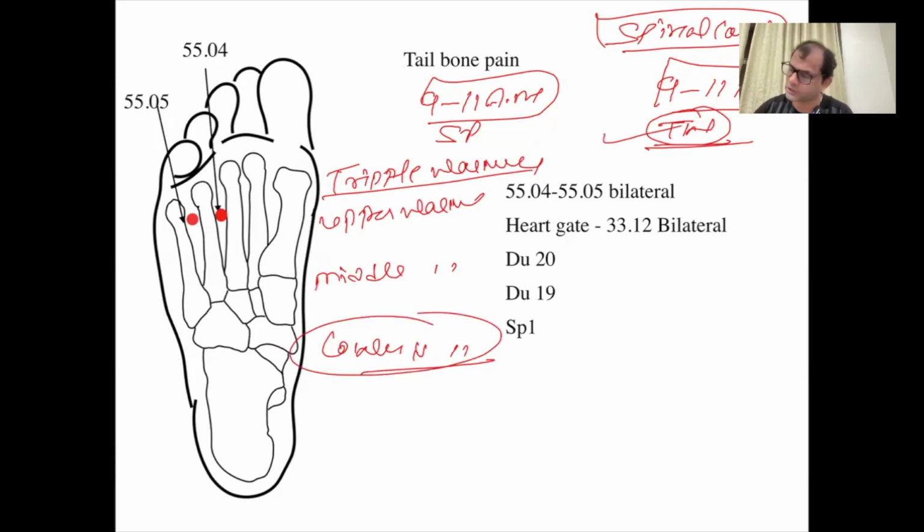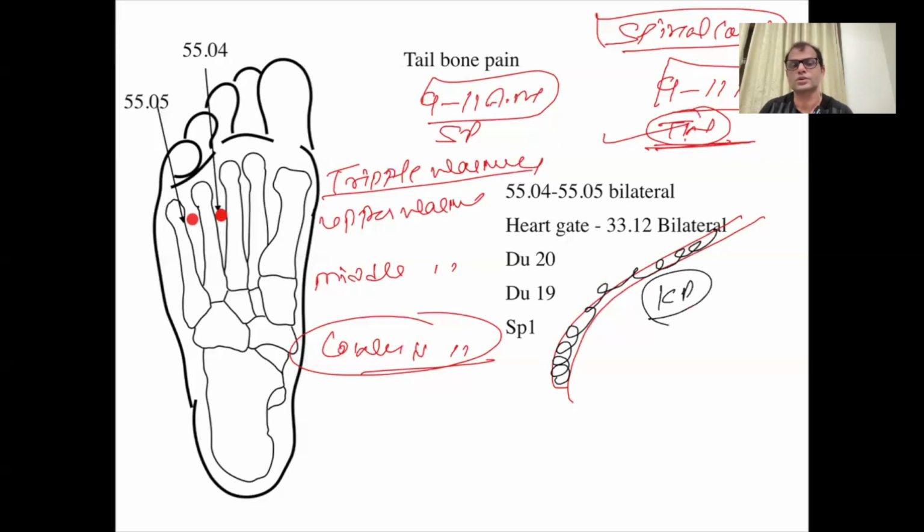And whenever you are working on the triple warmer, we already know the energy of the kidney is flowing inside the triple warmer. So whenever any person is suffering with a bone problem, we immediately think triple warmer, because as soon as the triple warmer is activated, it will treat the bone. So spleen 1 has been considered a very good point for tailbone pain. This is point number one.